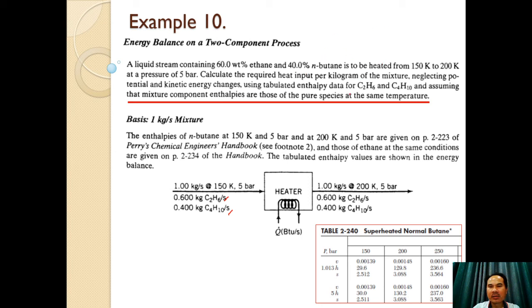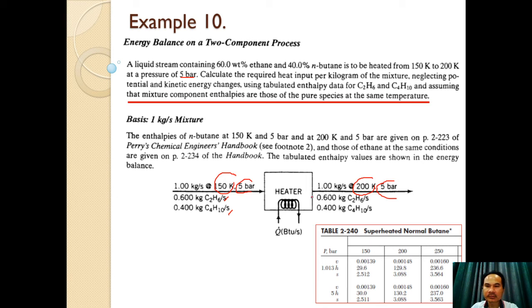It's heated from 150 Kelvin to 200 Kelvin, at a constant pressure of 5 bar. After you read the problem, you have to draw the system also. We have the heater, and Q should be input to the system.